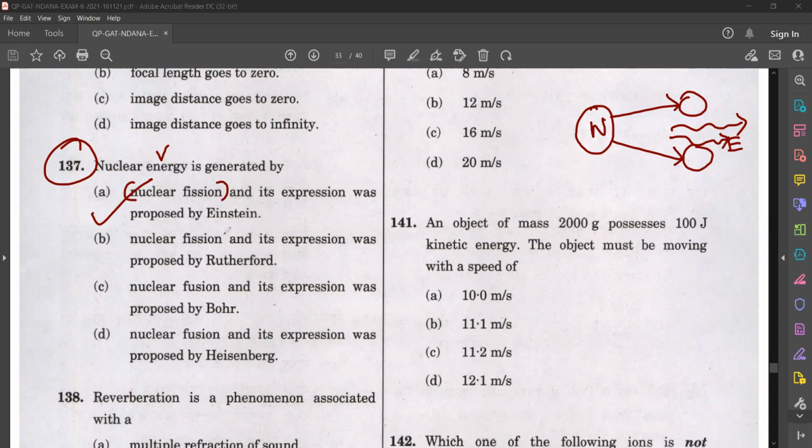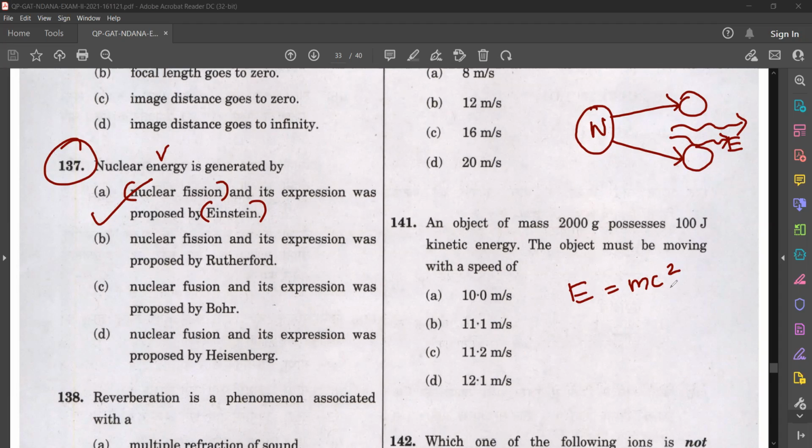That is correct. Now, who has given the expression? The expression is given by Einstein. Einstein said that E is equal to mc square, isn't it? E is equal to mc square.